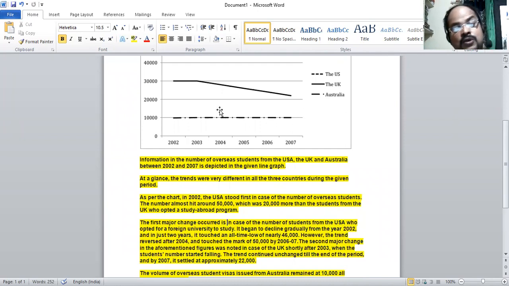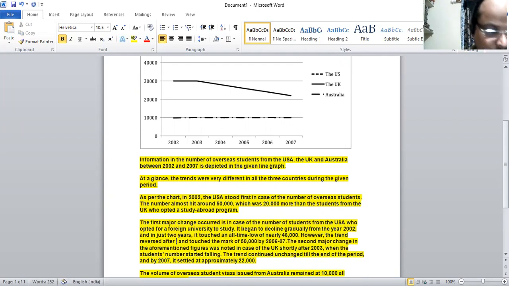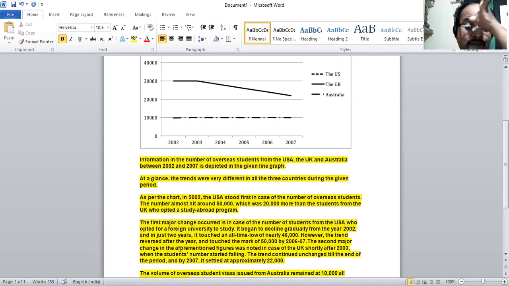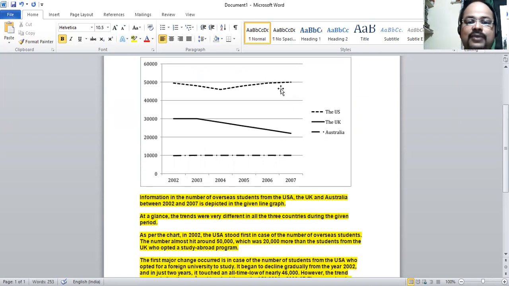However, the trend reversed after the year. So I can say after that it rose and touched the mark of 50,000 by 2006, 2007. So it reached around 50,000 in 2006, 2007.